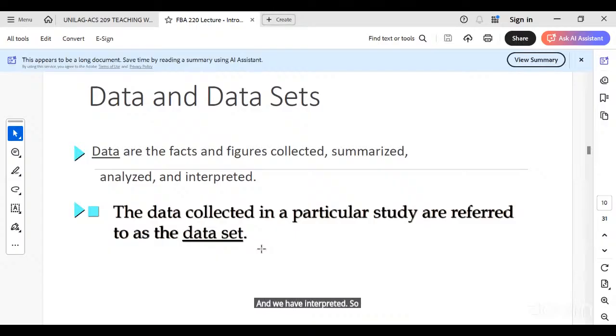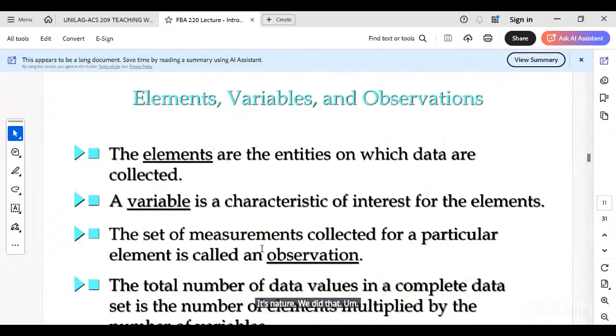And remember, we have looked at data according to how we source them. We have also looked at data according to its nature. We did that last week.